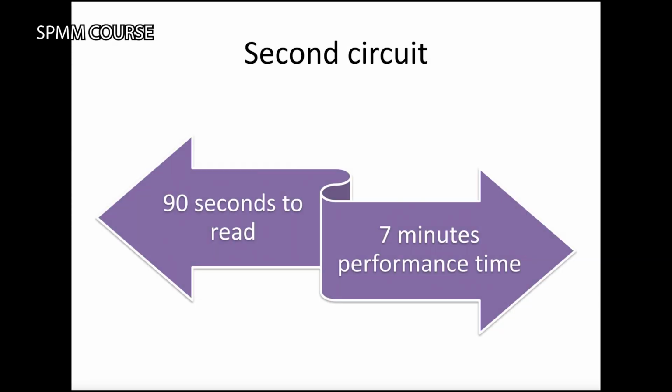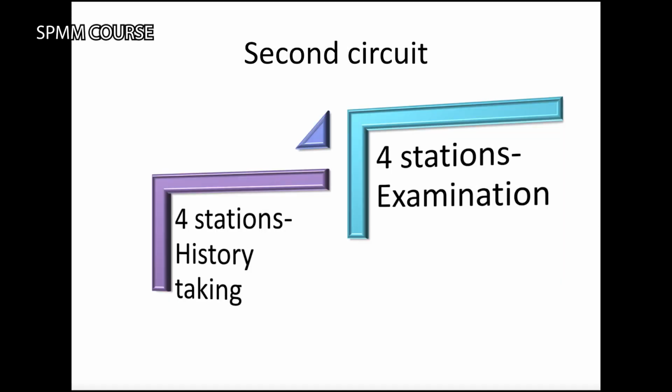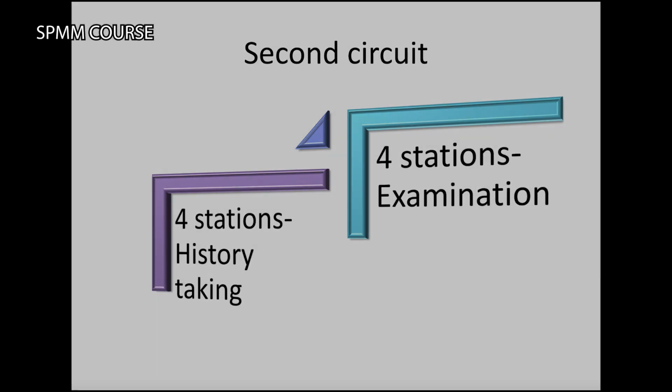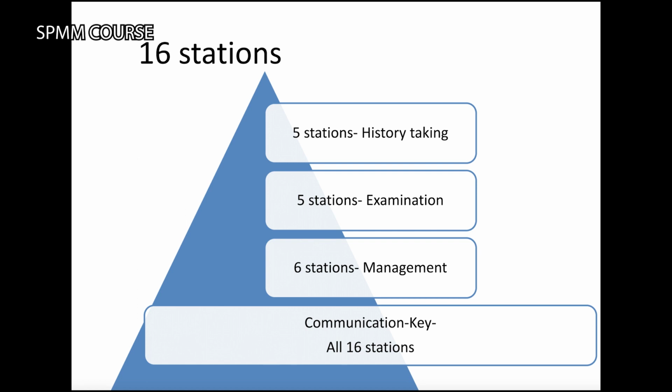In the second circuit, you will have 90 seconds reading time with 7 minutes performance time with a warning at the end of 6 minutes. Among these 8 stations, 4 stations are related to history taking and 4 stations are related to examination. So in total, you will have 16 stations to perform.